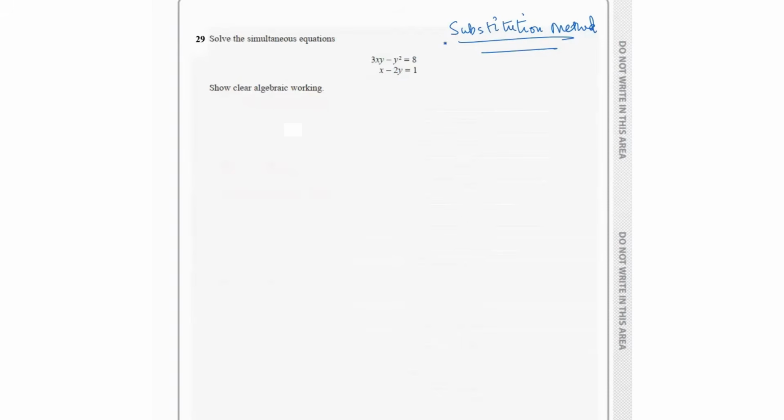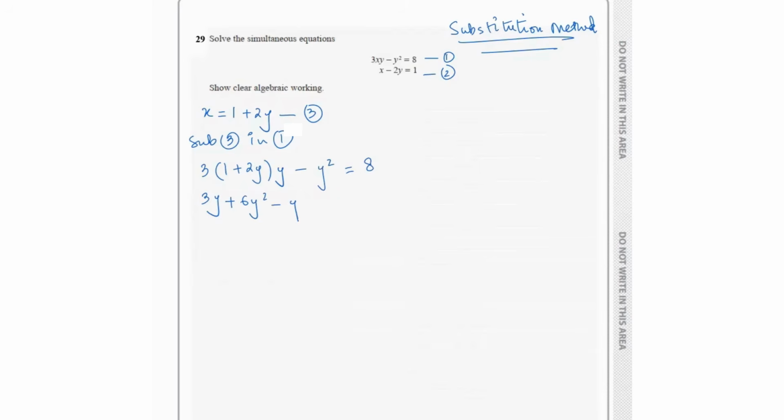So you can make x the subject in the second equation. x equals 1 plus 2y. This is the first equation. This is the second equation. Let's call this a third. So you will substitute the third in the first one. So that's going to be 3 bracket 1 plus 2y times y minus y squared equals 8. Wherever there is x, you will replace it with 1 plus 2y. Expand the bracket now. Collect all the terms on one side.